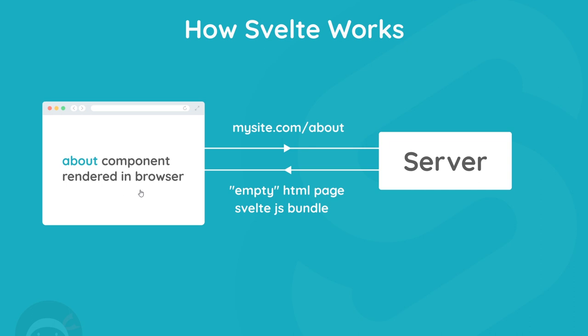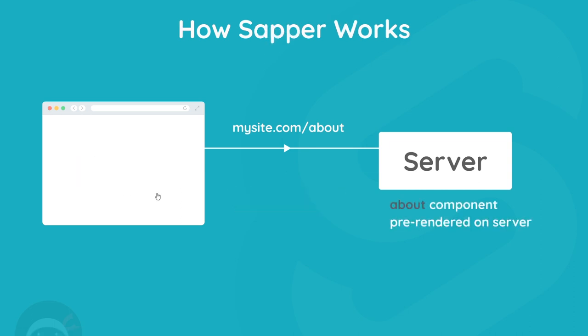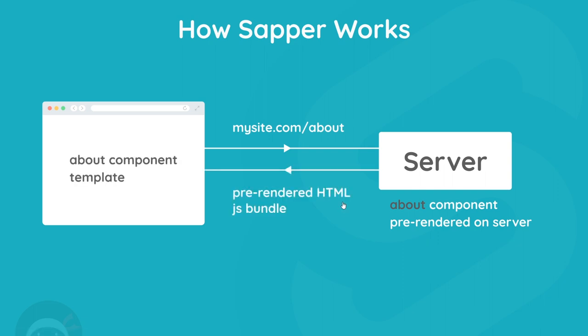Now, when we use Sapper with Svelte, that initial step of rendering the template is done on the server. So we request /about. Sapper lets us then pre-render the component HTML template on the server, and then the resulting HTML page is sent to the browser, all pre-rendered along with the compiled Svelte JavaScript bundle. And we can start to interact with the component right away. So Sapper takes the initial rendering step from the browser, and it does that on the server instead.